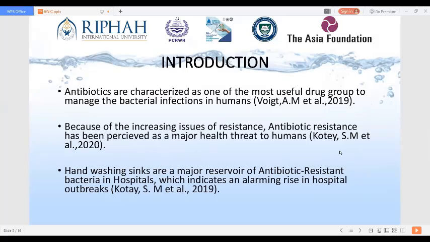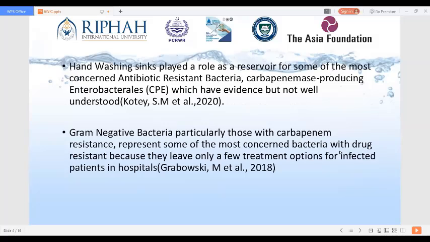Hand washing sinks are a major reservoir of antibiotic resistant bacteria in hospitals, which indicates an alarming rise in hospital outbreaks. Hand washing sinks play a role as a reservoir for some of the most concerning antibiotic resistant bacteria, that is carbapenem producing Enterobacterales, for which we have evidence, but it is not well understood how it can transfer to hospitalized patients. Many recent ongoing studies show that these sinks become colonized by highly antibiotic resistant bacteria, which results in hospital-acquired infections.